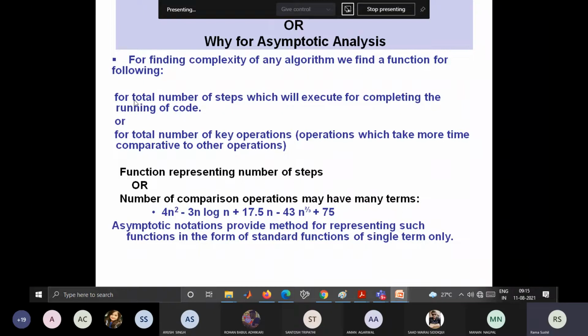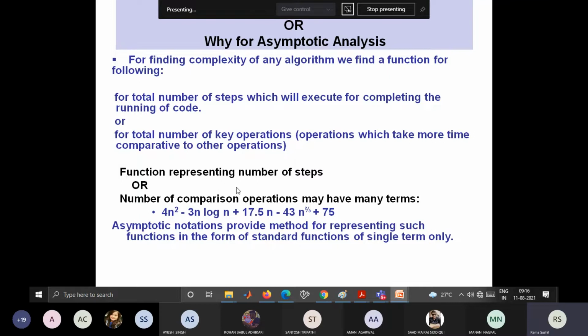So the function is to be framed for counting the total number of steps in a particular given algorithm, or we can say the total number of key operations. These are the two ways we can focus. You will see slowly in different examples. Total number of key operations means operations which take more time compared to other operations. This point was also discussed when we said the running time is proportional to the total number of steps, where we saw different operations: arithmetic, logical, conditional, decision making, and all.